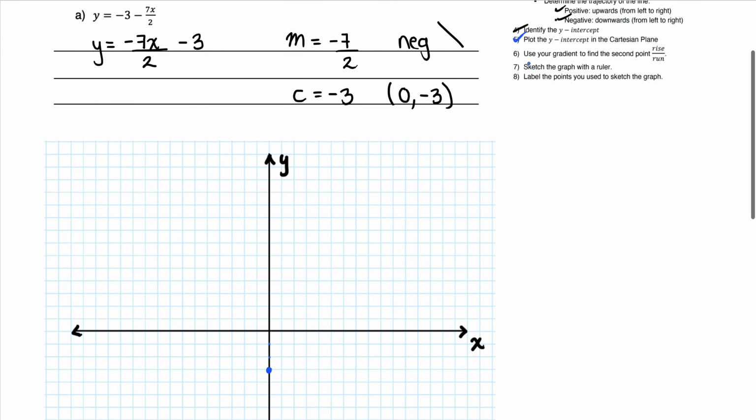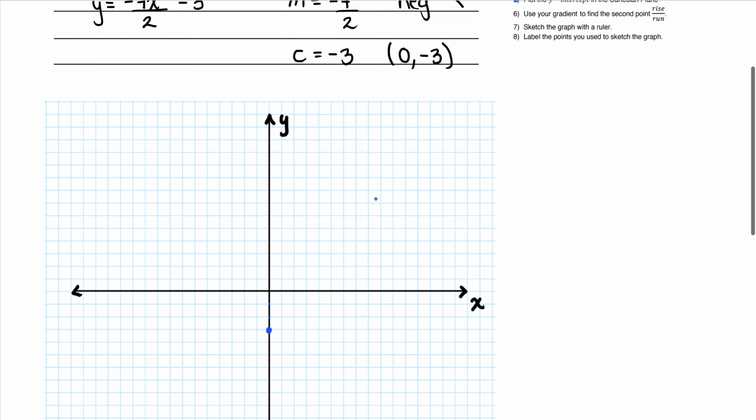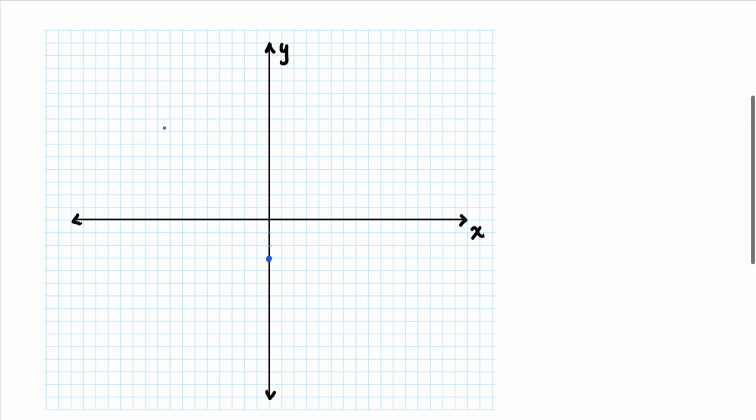Then done. Use your gradient to find the second point. So what is my gradient? My gradient is negative 7 over 2. I already know that it's going to be negative, agree? So I already know that it's going to look like this, agree?